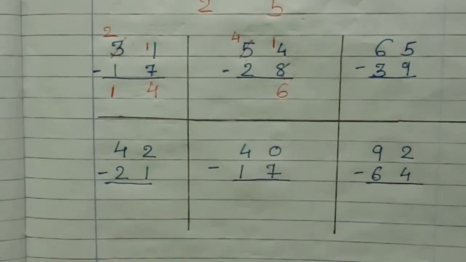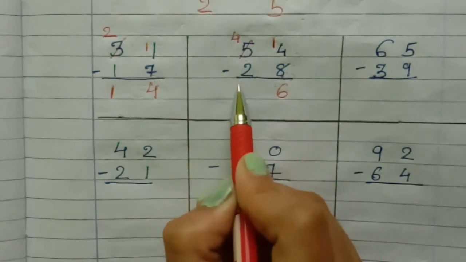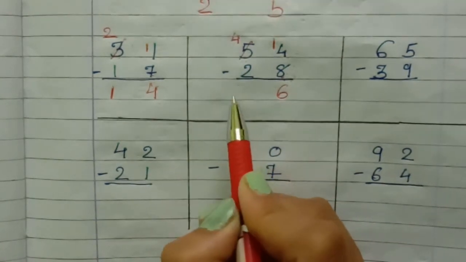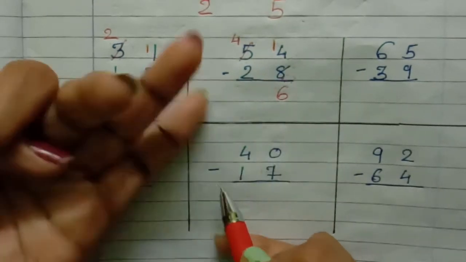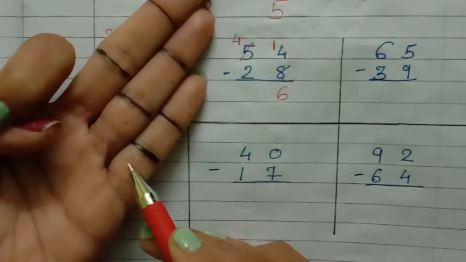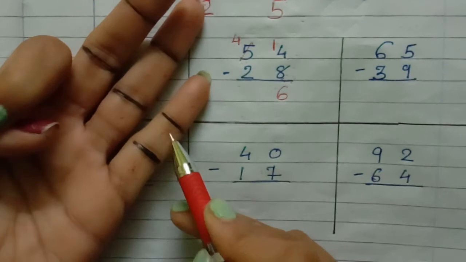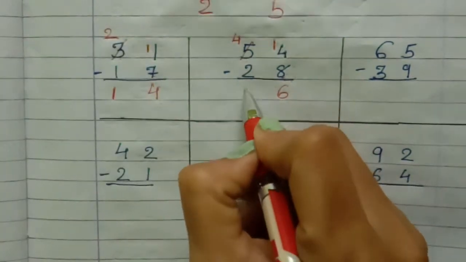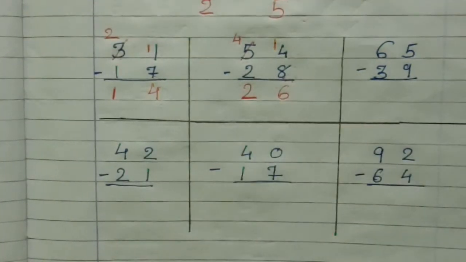Now tens place, 4 minus 2. 4 minus 2. So count from 2 to 4. Okay, 2 to 3 and 4. So we have only 2. So 4 minus 2 is 2.